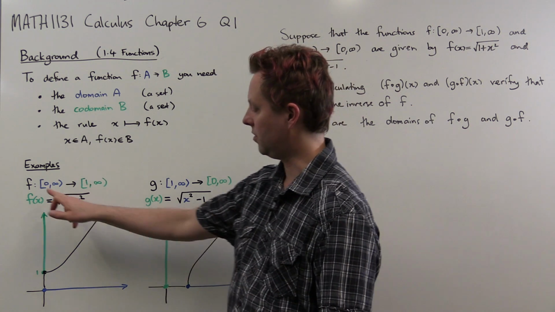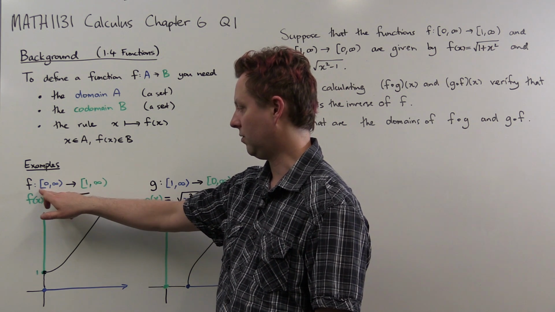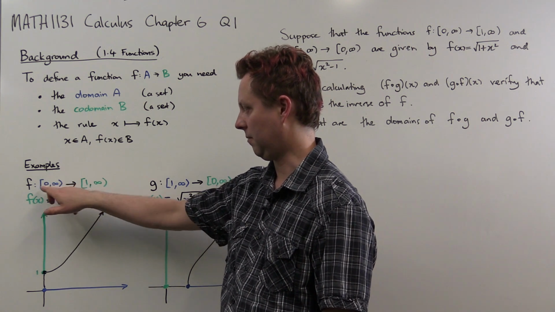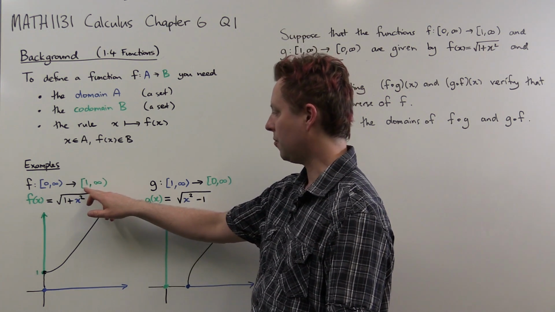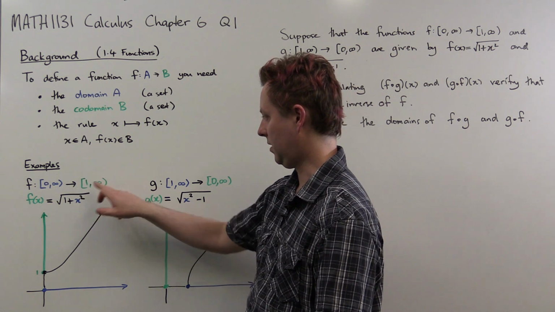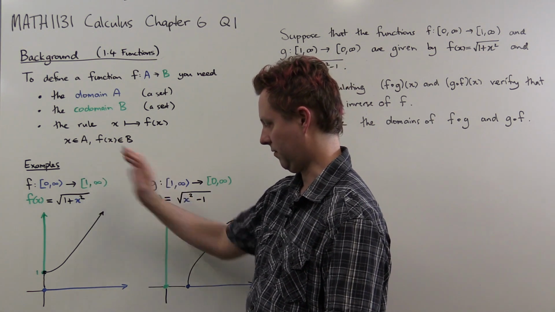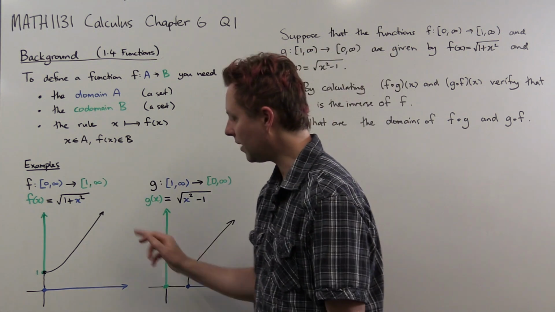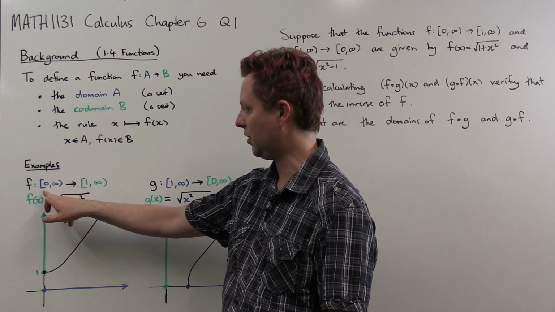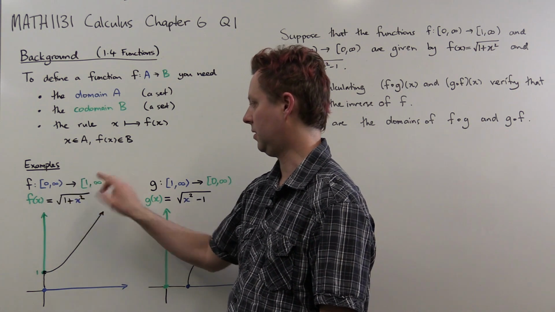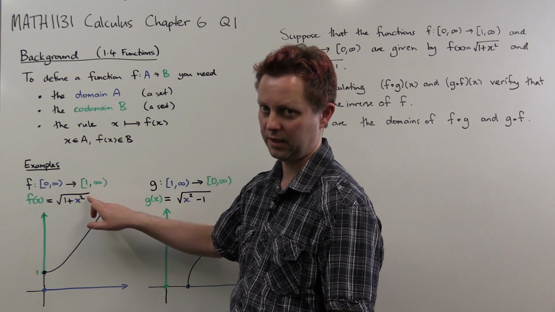And f is a function which has the domain given by this interval here, which is all the real numbers from 0, including 0, going up and not ever ending. And the codomain is given here. It's the interval from 1, including 1, up to infinity, or never ending there. And the rule is supposed to be a description of how you get from a value in the domain to a value in the codomain. And here we're given f of x is the square root of 1 plus x squared.